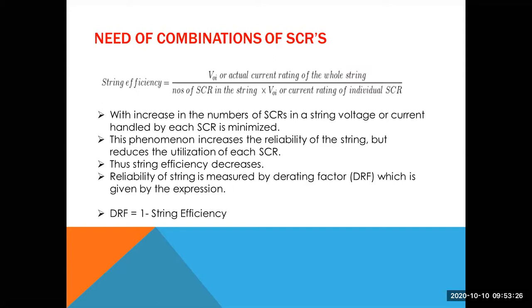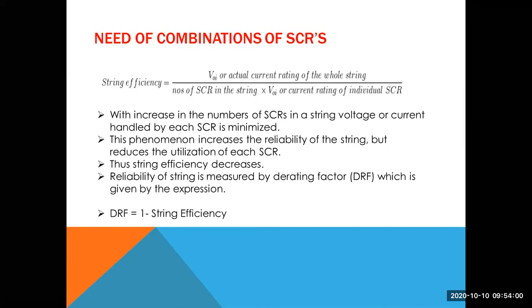In a practical problem, as we discussed previously, due to the characteristic difference, we get different leakage currents and different switching characteristics. With that problem, it will create a different voltage distribution. That means each SCR will not share equal voltages when you combine them in series.